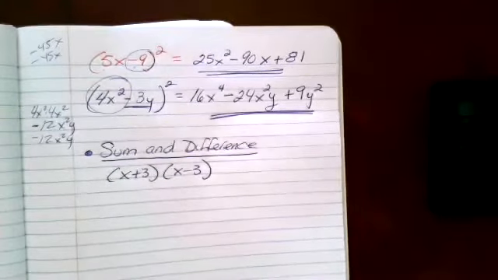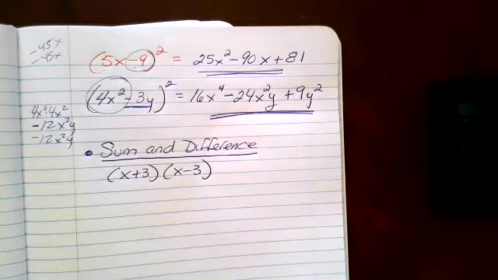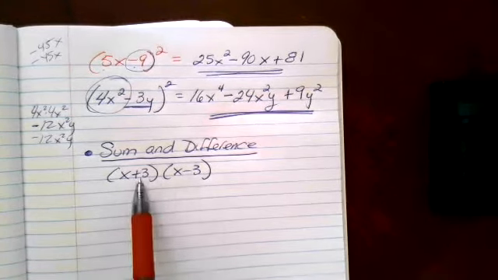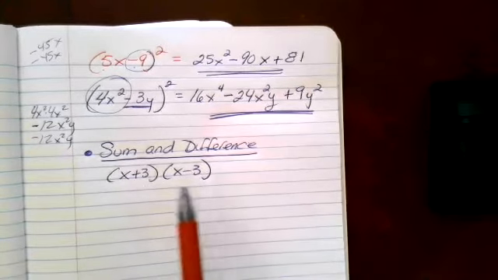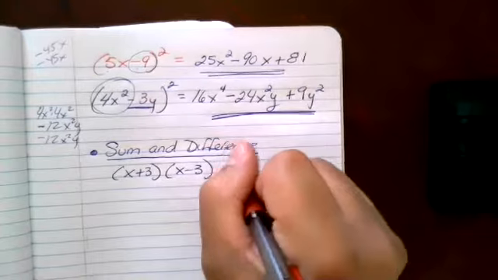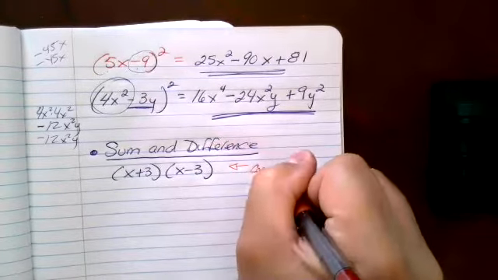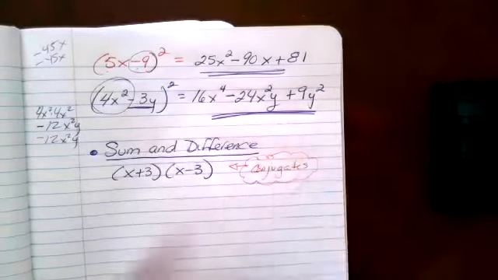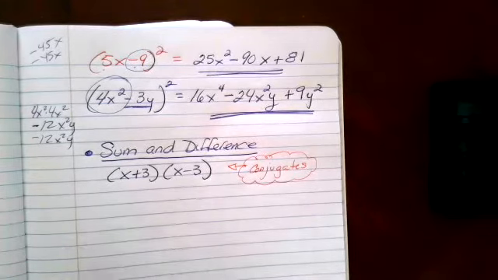So I said there was another type of special binomial. The other one that we're going to talk about is the sum and difference. The sum and difference means we're going to have the same values, but with the opposite operation. One's going to be a plus and one's going to be a minus, or one's going to be a minus and one's going to be a plus. But everything else will stay the same. These are actually called conjugates. When everything is the same except for their opposite operation like this in a binomial, they're called conjugates.